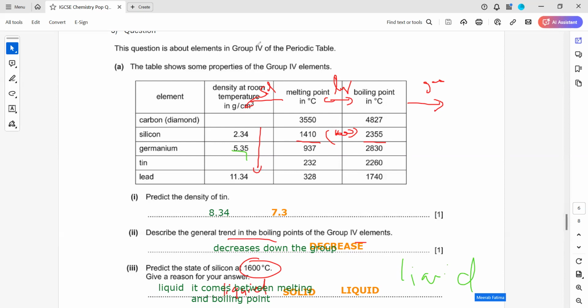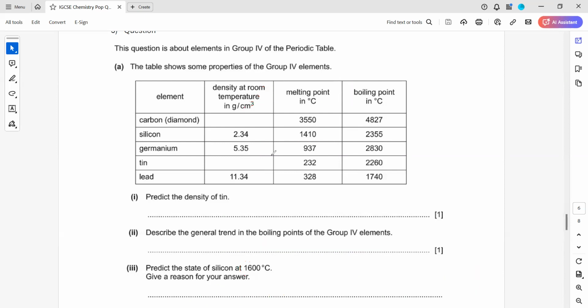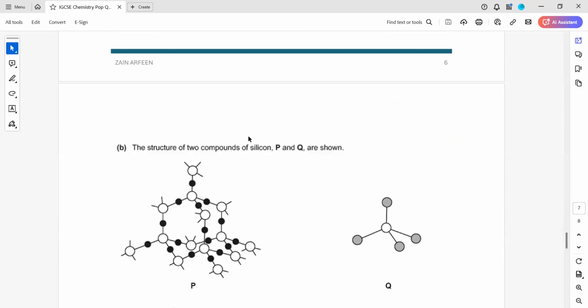If I ask what will be the state of tin at 70 degrees, it will be solid. Why? Because 70 will be here, as this is 232 and this is 2260, so 70 will be here. So this will be solid. If I ask what is the state at 400, then it will be liquid. What is the state at 3000? It will be a gas. So at a temperature after the boiling point, it is a gas. Between the melting and boiling point, it's a liquid. And before the melting point, it is solid.